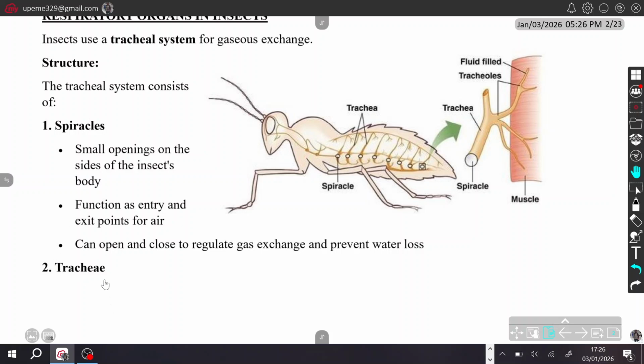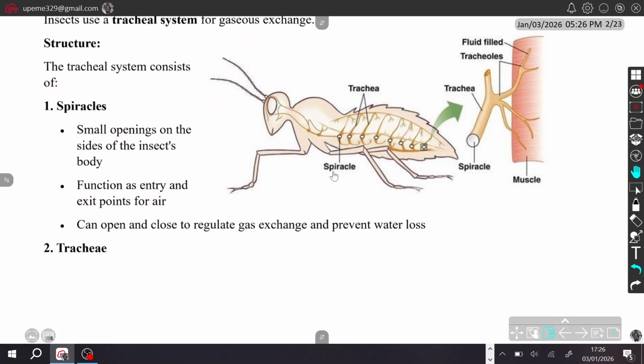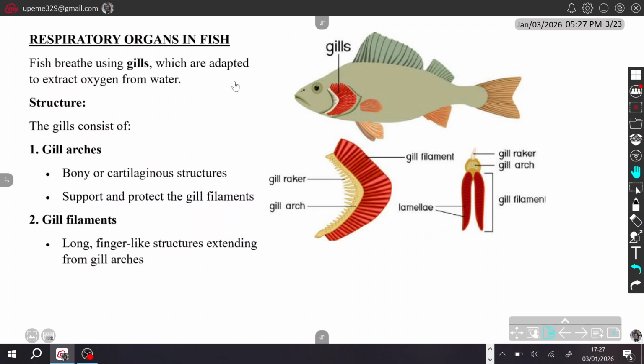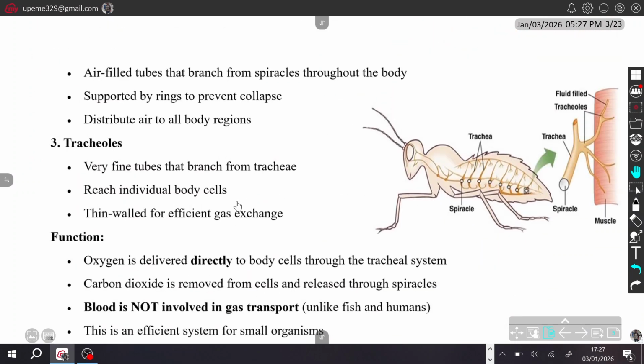Then the next one is the trachea. So if you see, this is the spiracle. Then next to the spiracle is the trachea. All right. So let's proceed so that we understand what it is here.